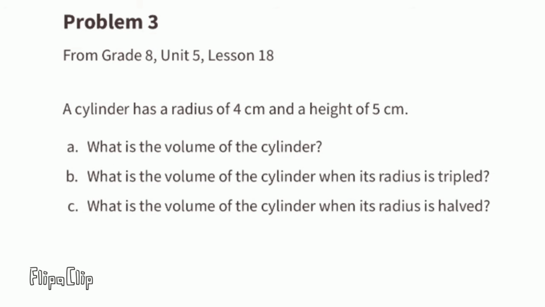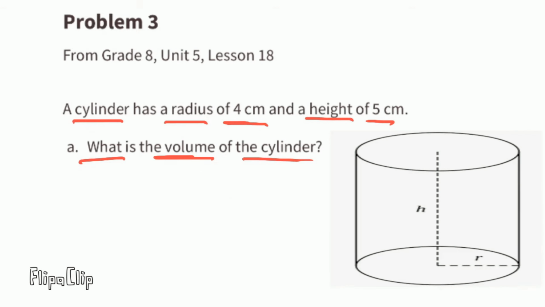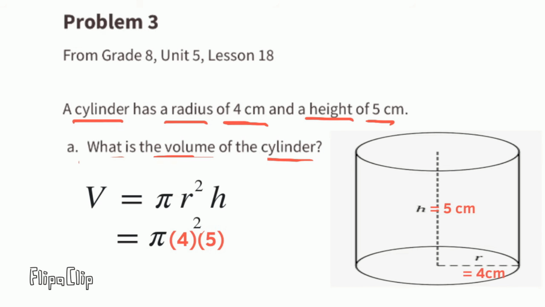Problem number 3 from 8th grade Unit 5, Lesson 18. A cylinder has a radius of 4 centimeters and a height of 5 centimeters. A. What is the volume of the cylinder? The information tells us that the radius of the cylinder is 4 centimeters and the height of the cylinder is 5 centimeters. We can plug that information into the formula. Volume equals pi times r squared times height. We can substitute r with a 4 and substitute the h with a 5.